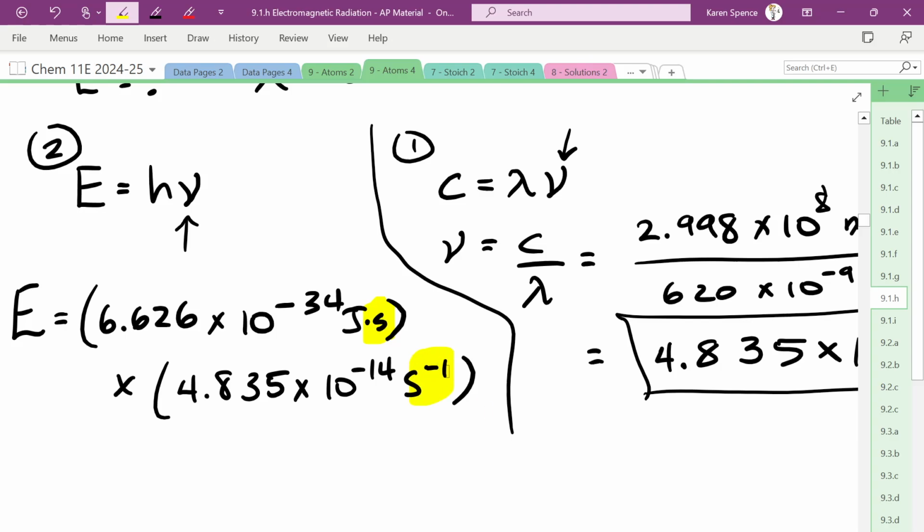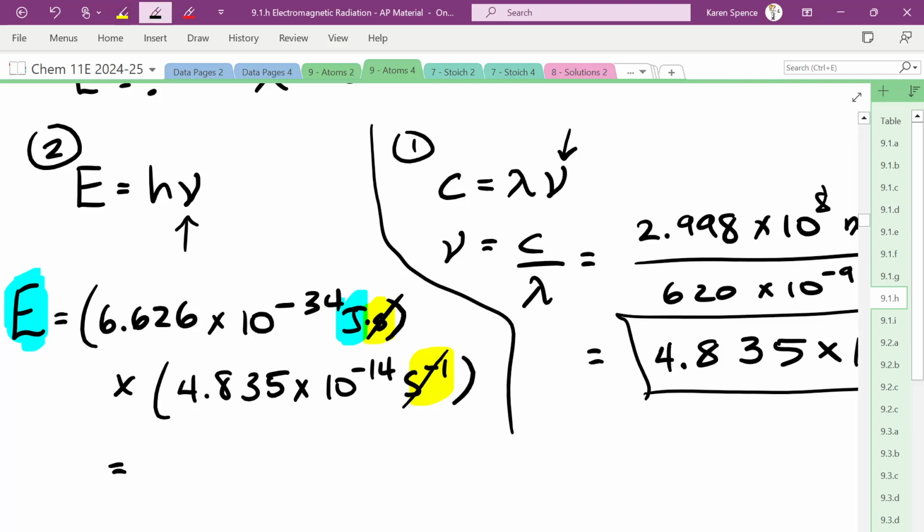Seconds times seconds to the negative 1. Those cancel out. Are we okay with those canceling out? Because that means seconds times 1 over seconds. So those cancel out, and the only unit we are left with is joules, which is good because we want energy, which is in joules.